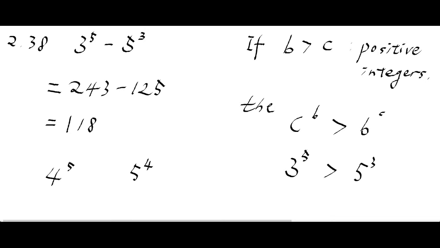4 to the 5th is what? 2 to the 10th power, right? You already memorized that 2 to the 10th power is 1024. 5 to the 4th power is 5 squared, squared. 5 squared is 25, and 25 squared is 625, which is easy. If you forgot this one, you can watch the other video. So basically like this one. You understand me?